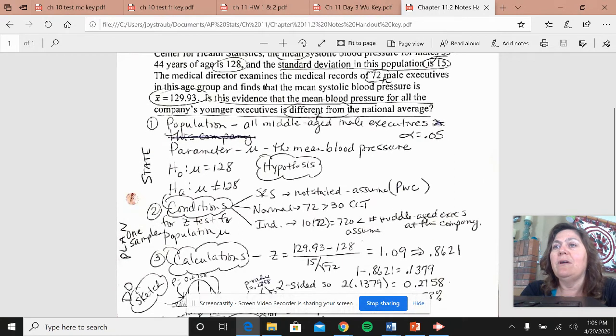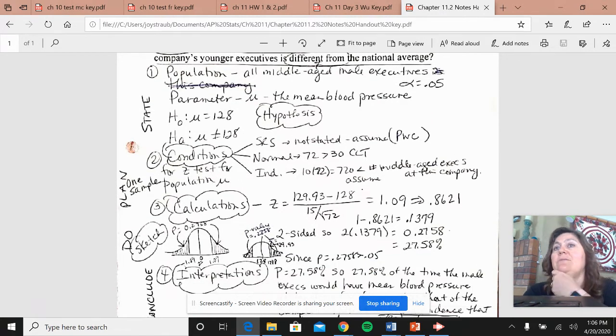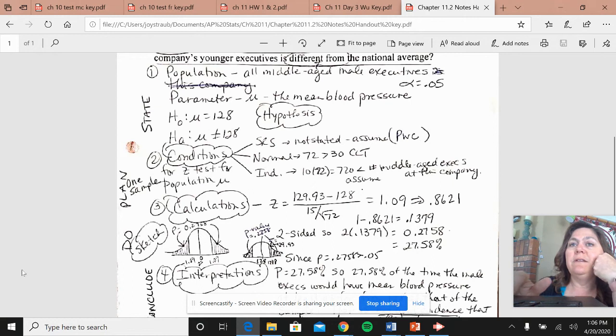Okay. So let's go to our conditions. The SRS was not stated. By the way, this is a one sample Z-test for a mean. So you see it all written along in here.